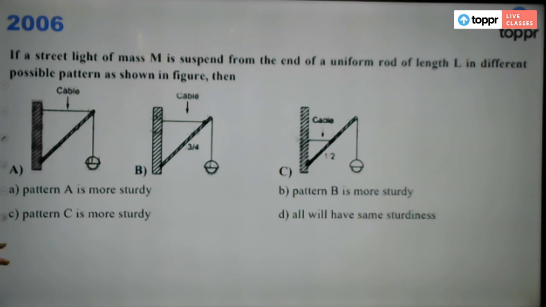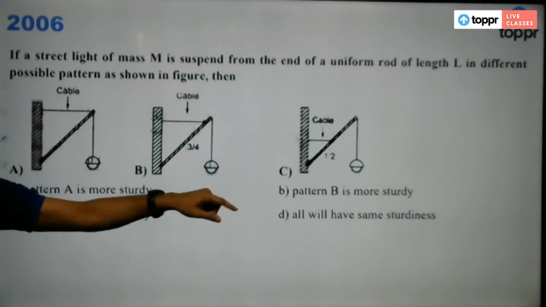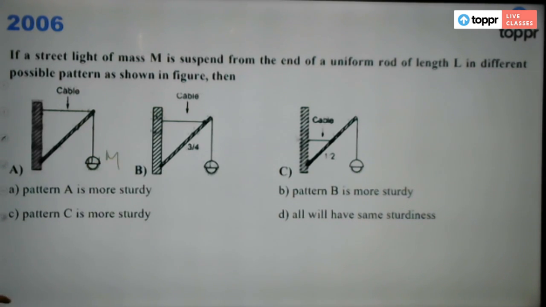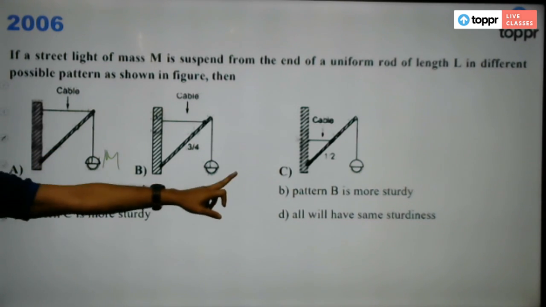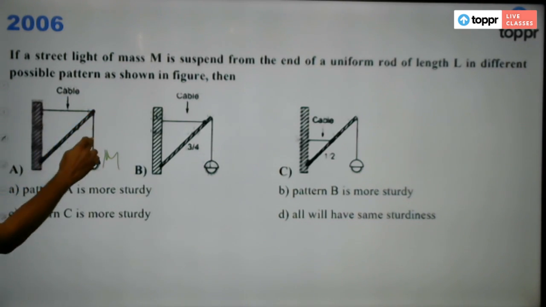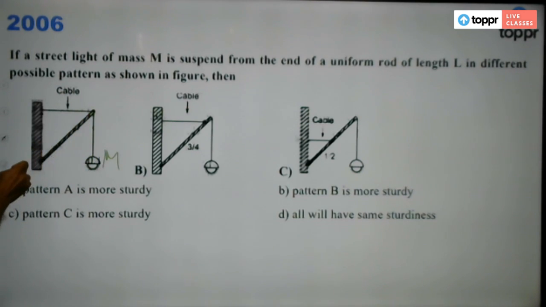Okay. This question is of 2006. If a street light of mass m is suspended from the end of a uniform rod of length L in different possible patterns as shown in the figure. See, very interesting. Try to observe this. There is a string, there is a bar, and the street light is hanging.